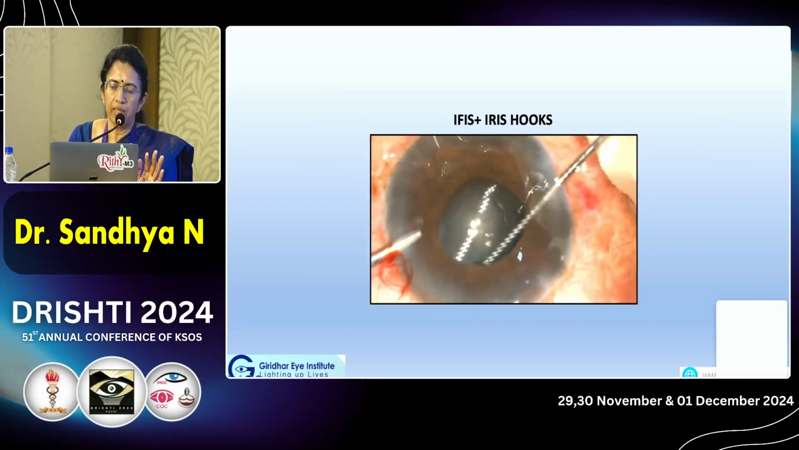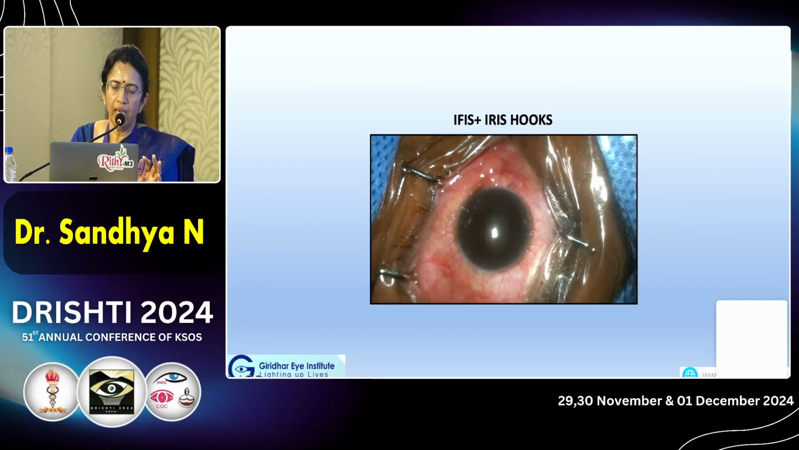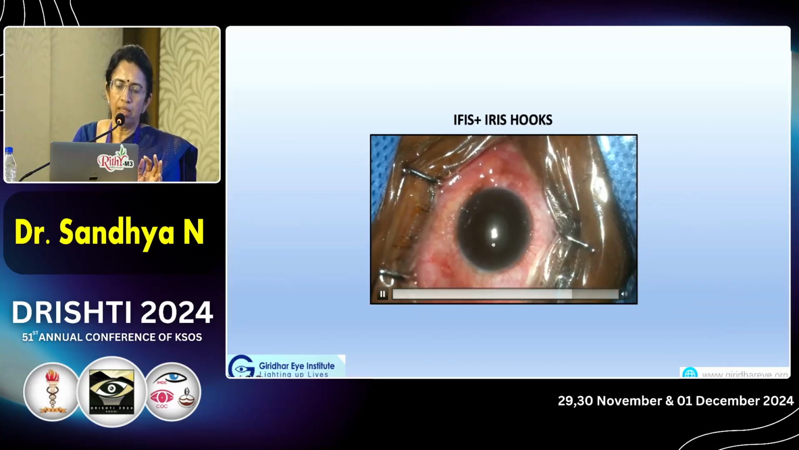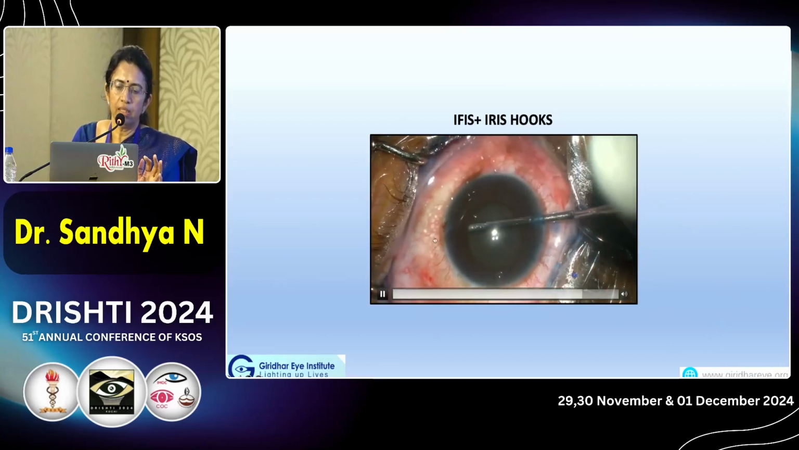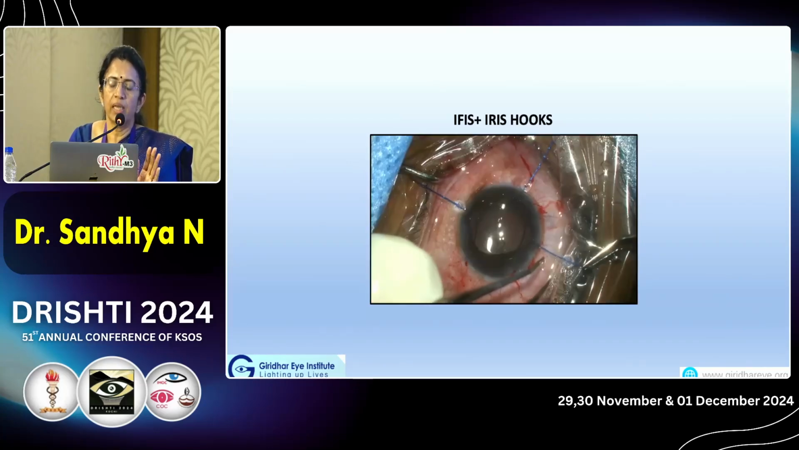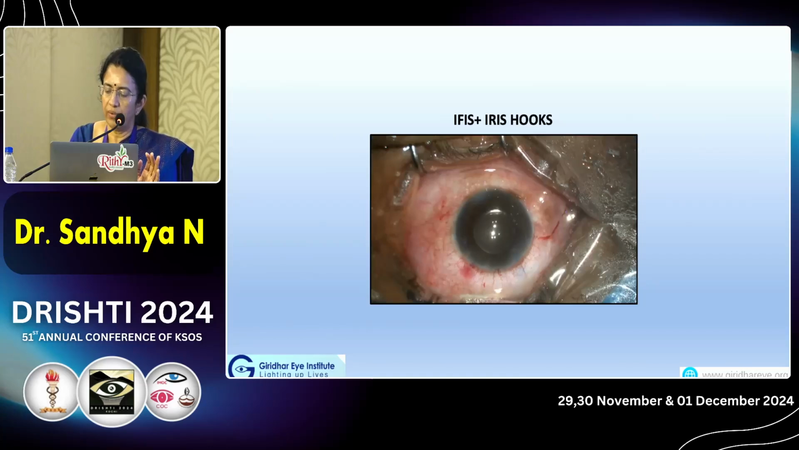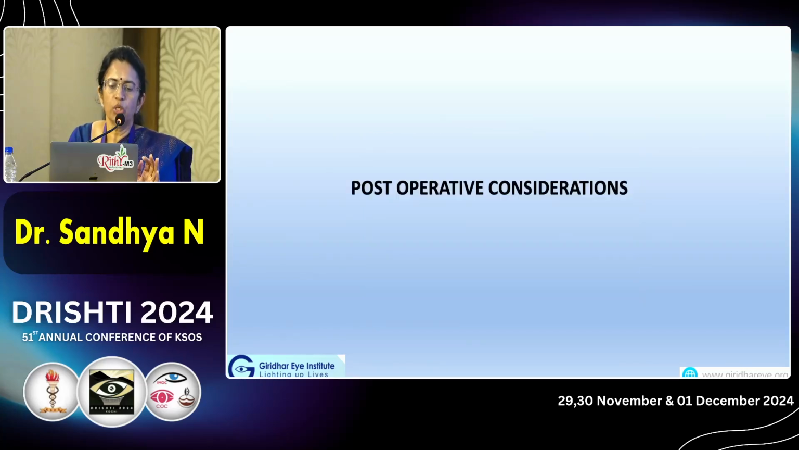So in this case, you can see the pupil was not dilating well. There was posterior synechiae, and there are silicone oil bubbles under the conjunctiva here. These are the silicone oil bubbles under the conjunctiva. So after injecting OVD, the posterior synechiae were released, and here iris hooks were used to provide visualization during cataract surgery. So coming to postoperative considerations, all these patients should have a thorough retina checkup postoperatively and be referred to the vitreoretinal surgeon for the follow-up of their underlying retinal problem.